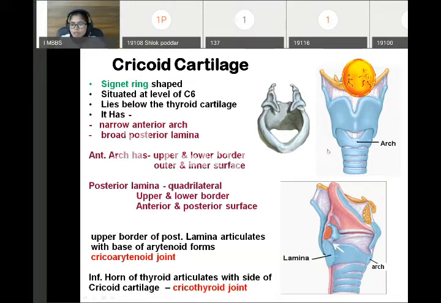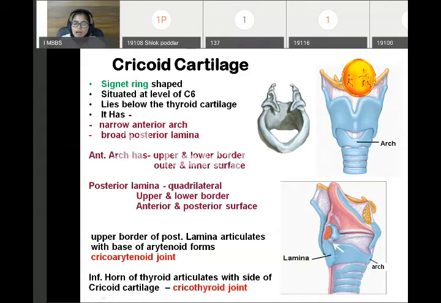We have seen the inferior horn of the thyroid cartilage articulates with the side of the cricoid cartilage. Here a synovial joint is formed, the cricothyroid joint. It also permits gliding as well as rotatory movements. So two joints form here, the cricothyroid joint and the cricoarytenoid joint. Both are synovial variety and they permit gliding as well as rotatory movement.